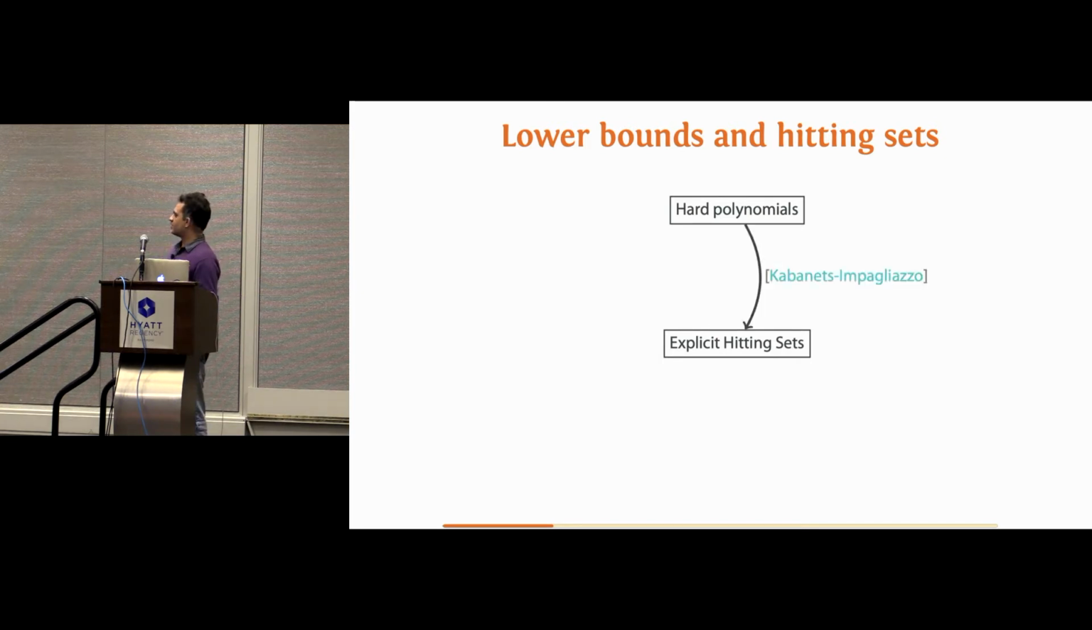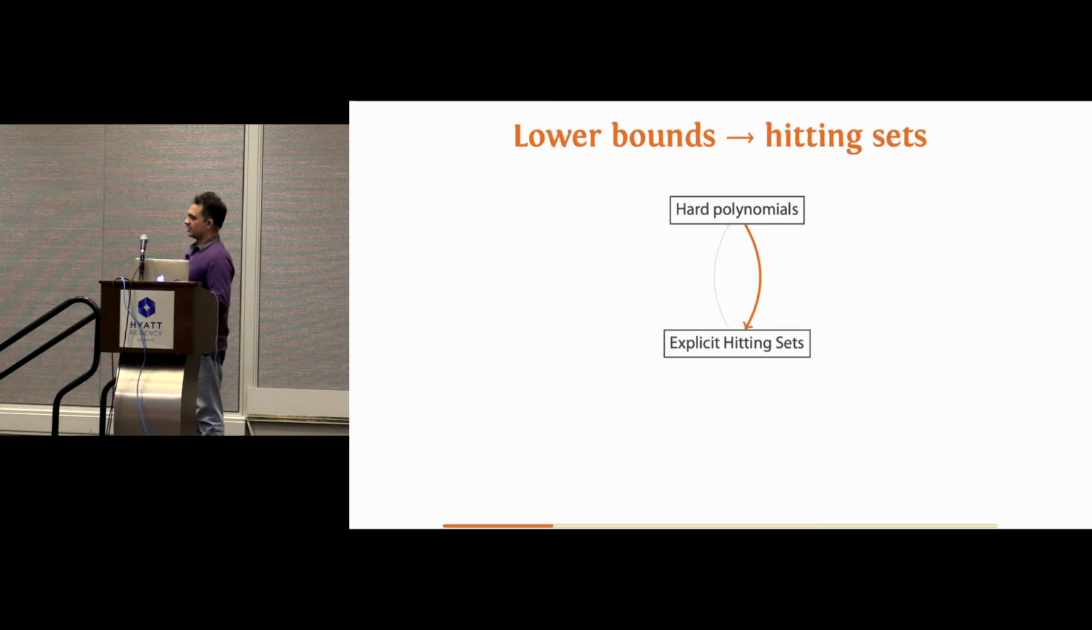In particular, if somebody gave you a hard polynomial family, then Kabanets and Impagliazzo showed how you can use this to construct explicit hitting sets. And on the other side, Heintz and Schnorr and Agrawal showed that if there are explicit hitting sets, you can use this to construct hard polynomials. We'll primarily be focusing on this other direction: you're given a hard polynomial family, and you want to go to explicit hitting sets. That is, you want to get derandomization from algebraic hardness.